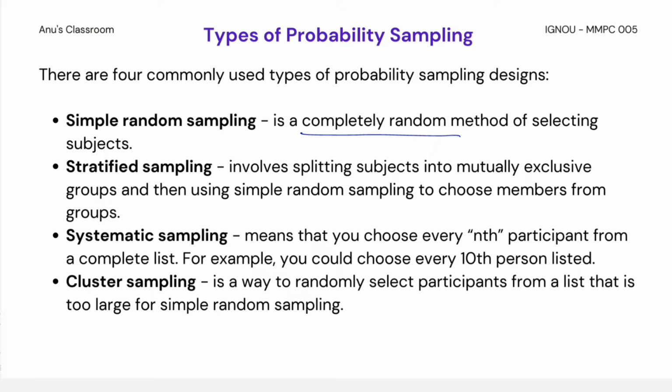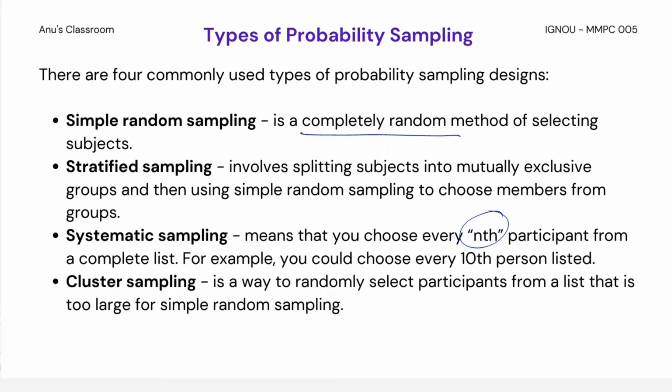Then we have systematic sampling. Say for example you have 100 people. From that you need to select 10 people. So first we select the first person, then the 10th person, then the 20th person, 30th person, like that. That is called systematic sampling. It is like you're choosing every nth participant from a complete list, okay.